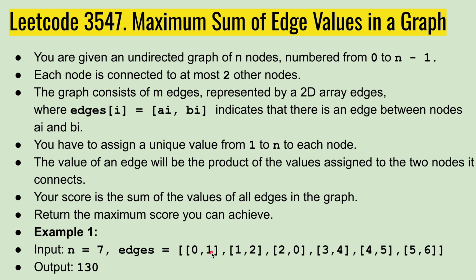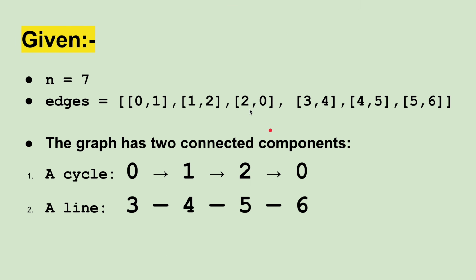Like 0 to 1 is one edge, 1 to 2 is one edge, right? So for these edges we first do the product and then we do the sum. So the score is calculated by multiplying the values assigned to the two nodes connected by an edge, and then summing these products across all the edges. I hope you understand, right? In this example, we are given n is 7 and edges like this. So the graph has two connected components.